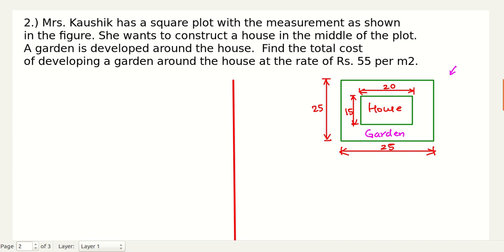Now a garden is developed around the house. This is the house and this is the garden developed around the house. Find the total cost of developing a garden around the house at the rate of rupees 55 per meter square.